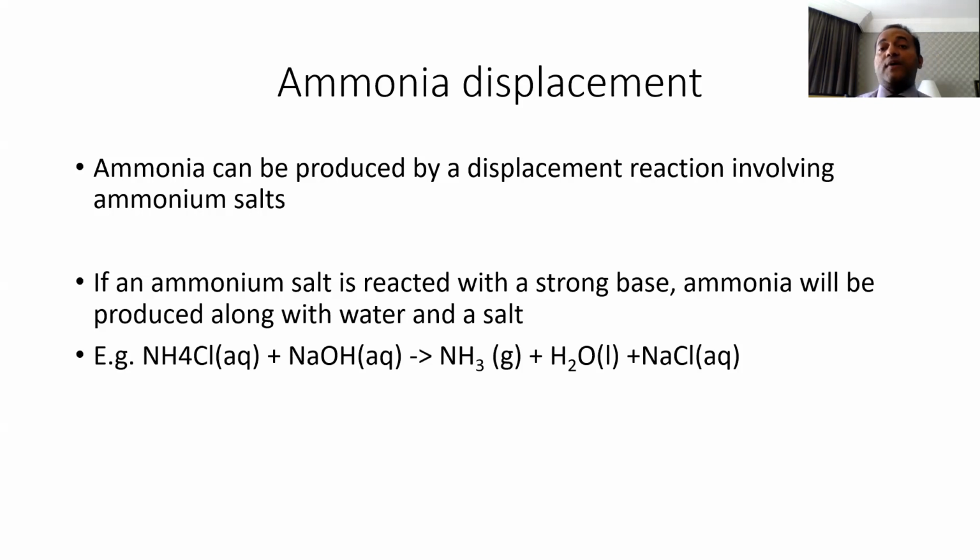So now we know what ammonia is. Ammonia, NH3, is one of the important components of fertilizer, because we know that all fertilizers need to have nitrogen, phosphorus, and potassium. So nitrogen is coming from the ammonia. The next question: how can ammonia be produced?